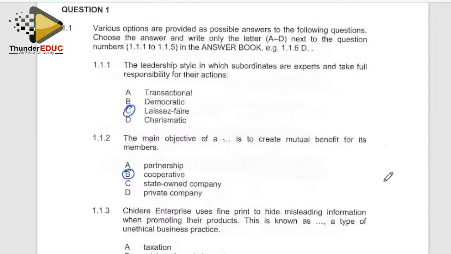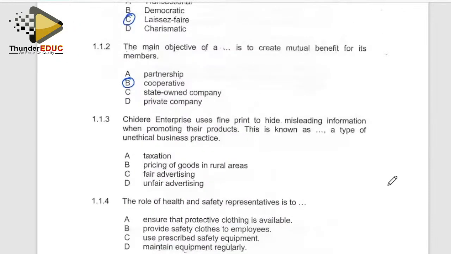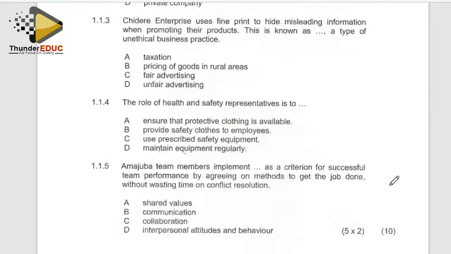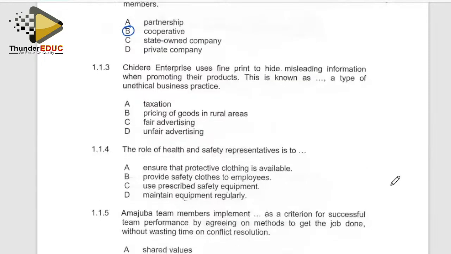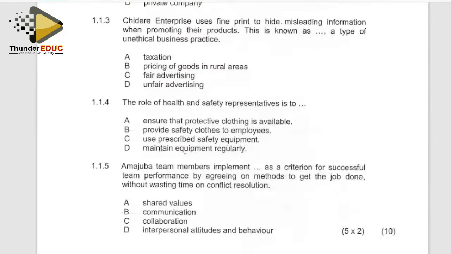Okay, right. So now let's move on to the next question. So now the next question that we have, question 1.1.3. So now 1.1.3 reads as follows. Sidere Enterprise uses fine print to hide misleading information when promoting their products. So this is known as DASH, a type of unethical business practice. So now the appropriate answer in this regard is going to be D, which is unfair advertising.